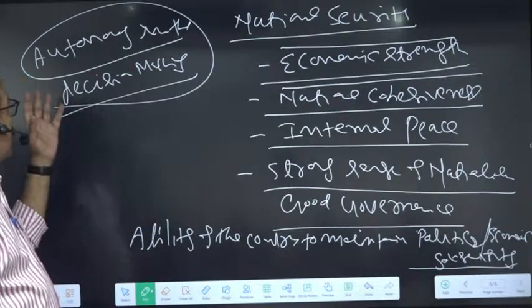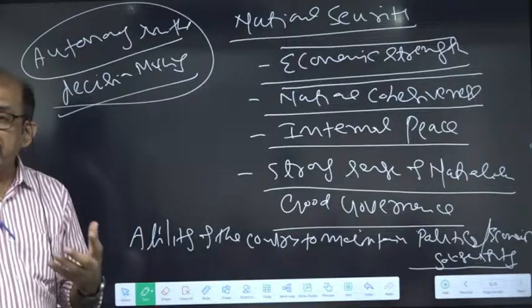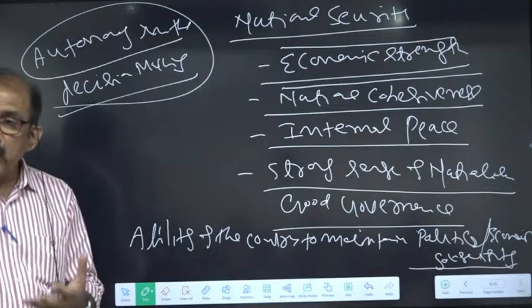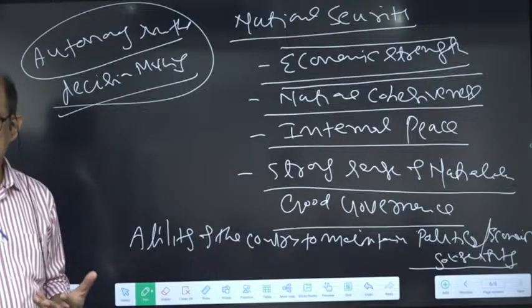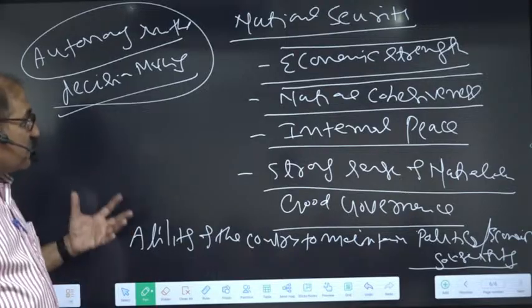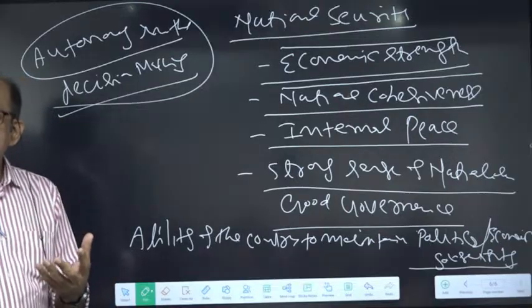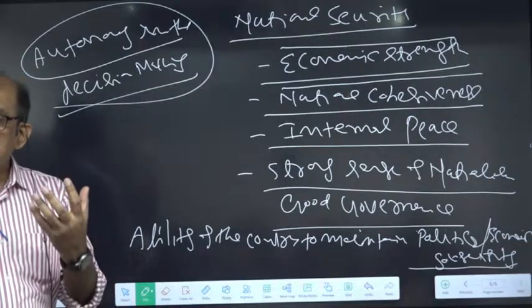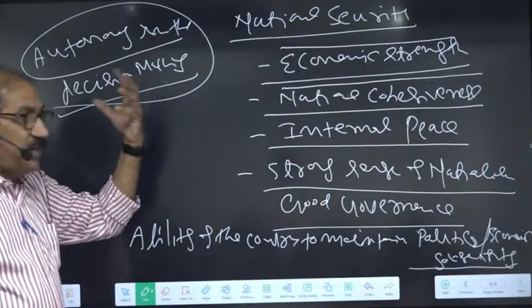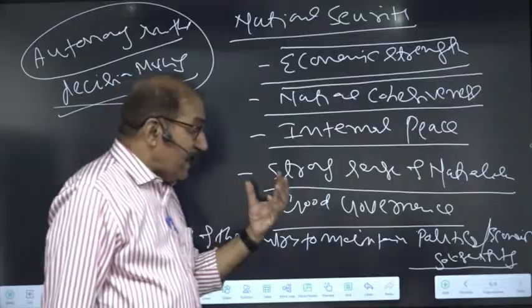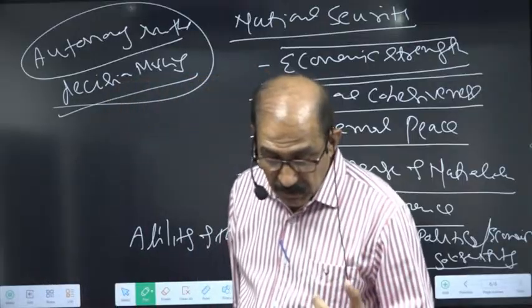It means the decision that we take should be keeping in view our own national interest. So these are the things that are needed to maintain national security, and without this, it is not possible. Okay, so these are the core elements of national security.